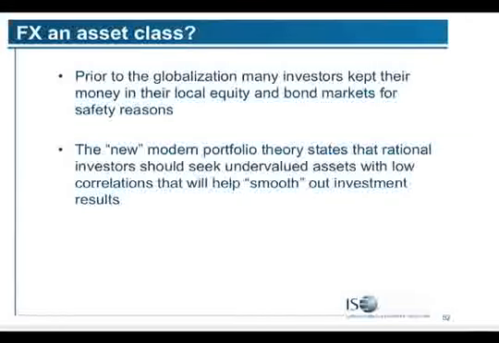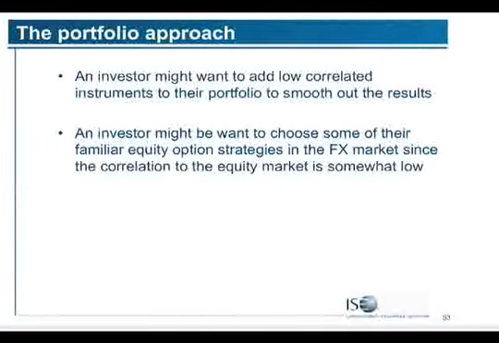So FX as an asset class. Prior to globalization, many investors kept their money in their local equity and bond markets for safety reasons. The new modern portfolio theory states that rational investors should seek undervalued assets with low correlations that help smooth out investment results. So the portfolio approach suggests that investors might want to add low correlated instruments to their portfolio to smooth out their results.